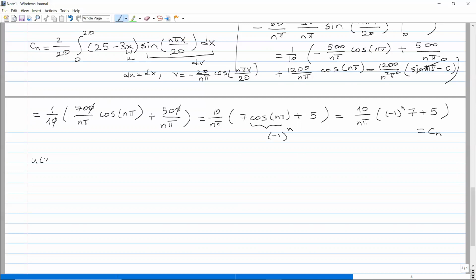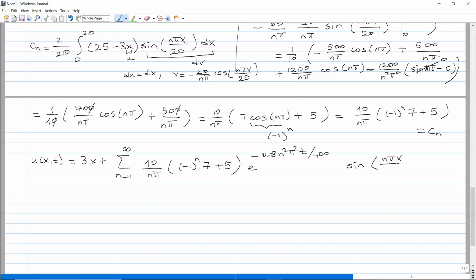Then our solution is V(x), which is 3x, plus the sum for n from 1 to infinity, the constant Cn, 10 over n pi, (minus 1 to the n, 7) plus 5, times e to the minus alpha squared, remember 0.8, n squared pi squared t over L squared. L is 20, so it's 400, times sine of n pi x over 20.